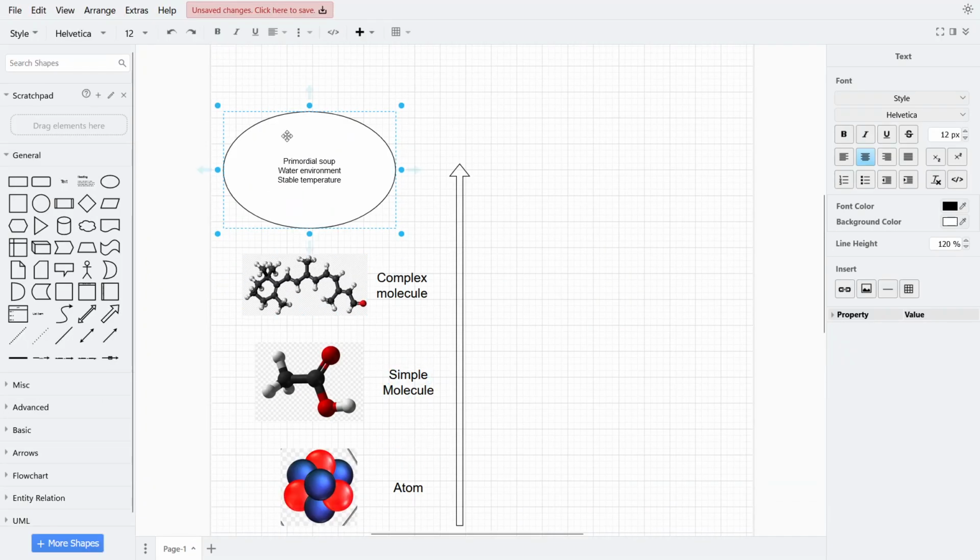So back to the diagram. You have this primordial soup, which I think is most likely the origin of life, where it's a water environment. You have stable temperature, and what else? You have no radiation or stuff that can break the bonds, or little radiation, I think.